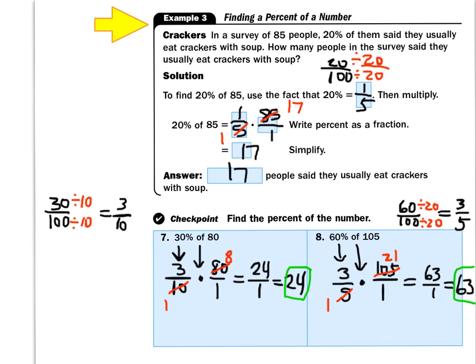Take a look at number 8, 60%. Well, to change 60% to a fraction, it's 60 over 100, and then you would reduce to get 3 over 5. So change 60% to 3 over 5. The of becomes multiplication, and put 105 as a fraction, 105 over 1. And then cross cancel the 5 and the 105. That becomes a 1 and a 21. So 3 times 21 would give you 63. 1 times 1 gives you 1. So 63 over 1 is just 63.